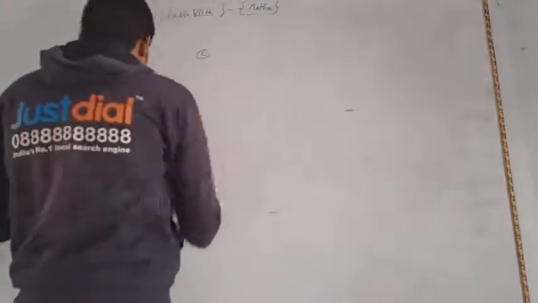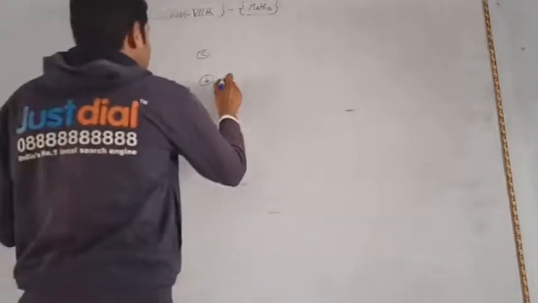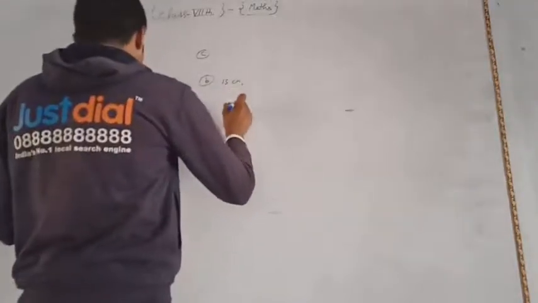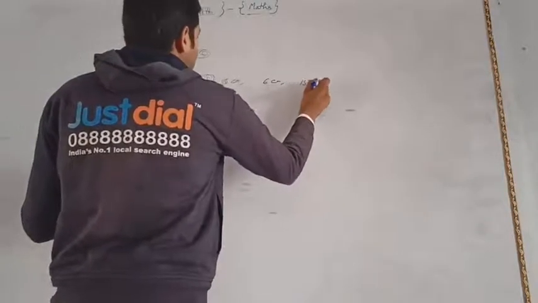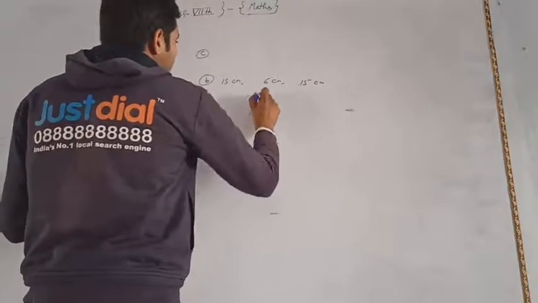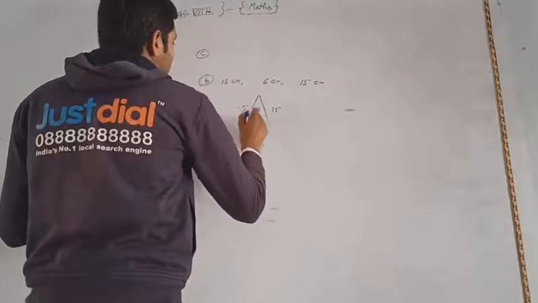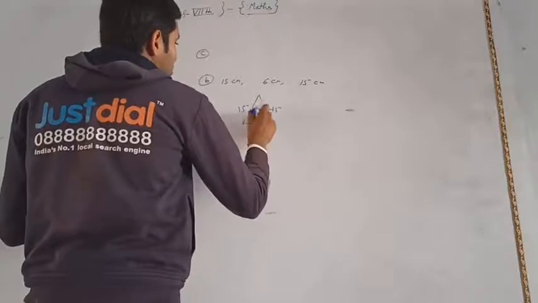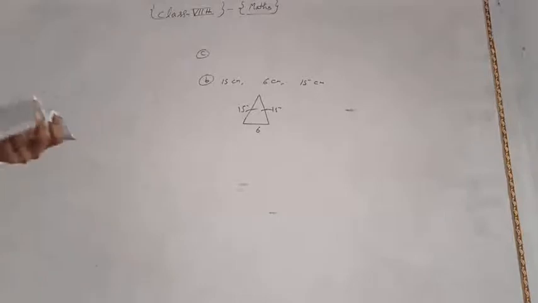Again, part B, on the basis of sides: given 15 centimeter, 6 centimeter, and 15 centimeter. So this is an isosceles triangle. This is 15, this is 15, and this is 6. This is equal to this. So you can form a triangle in this case.